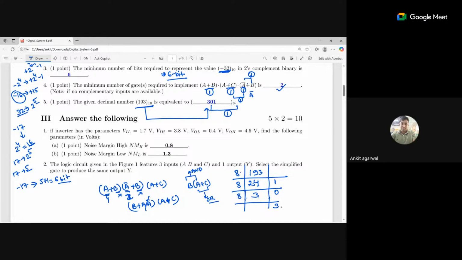If the number is less than 8, we can use it as it is. No further division is possible. Now I have to write the number from bottom to top. So the number is 301. So 193 in decimal is equal to 301 in octal.